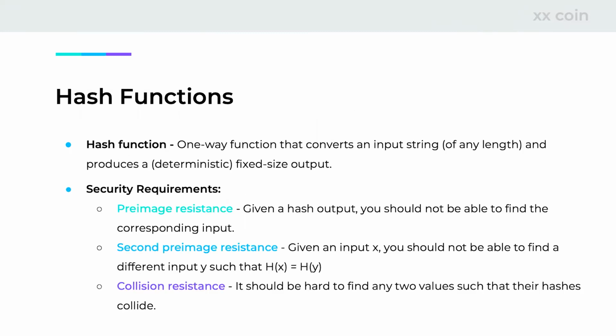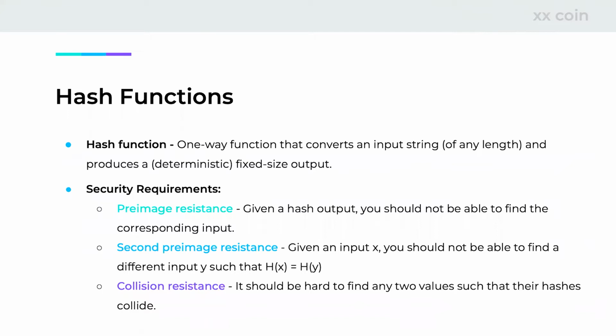First I want to look at hash functions. What is a hash function and what properties can we get from it? A hash function is no more than a one-way function that converts an input string of any length and produces a deterministic fixed size output. So if I hash Mario right now, and if I hash it tomorrow or next week, the output should always be the same, therefore deterministic.